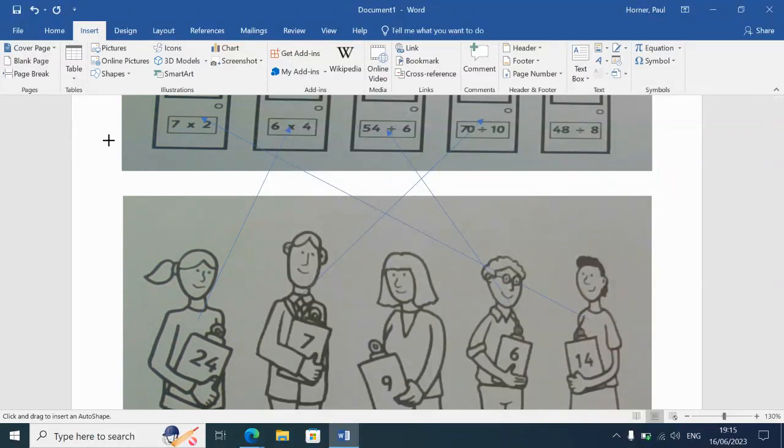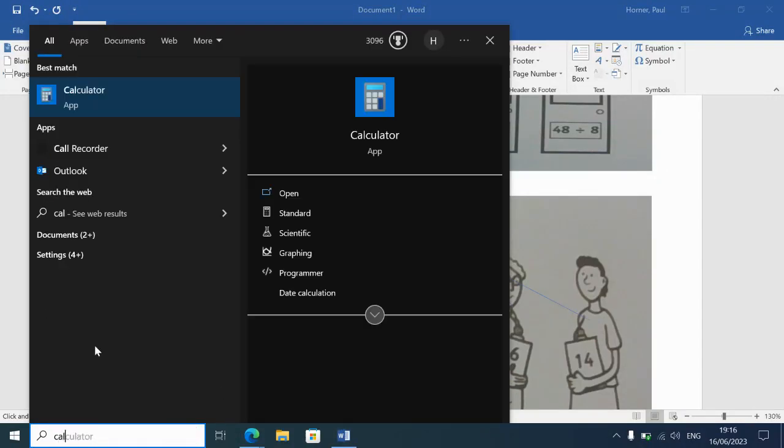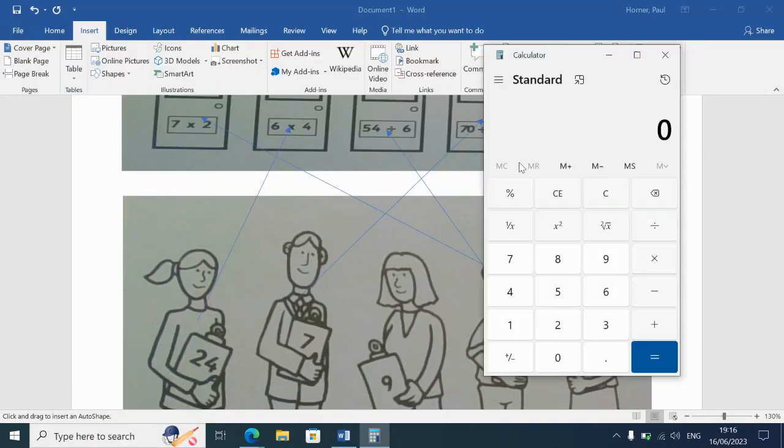Okay, hold on. We've already allocated. We need to double check this one. Did we not match up 6 to classroom door 3? Hold on. We need to check our sums here, don't we? So we'll get the calculator in a minute, because 54 divided by 6 is 9.